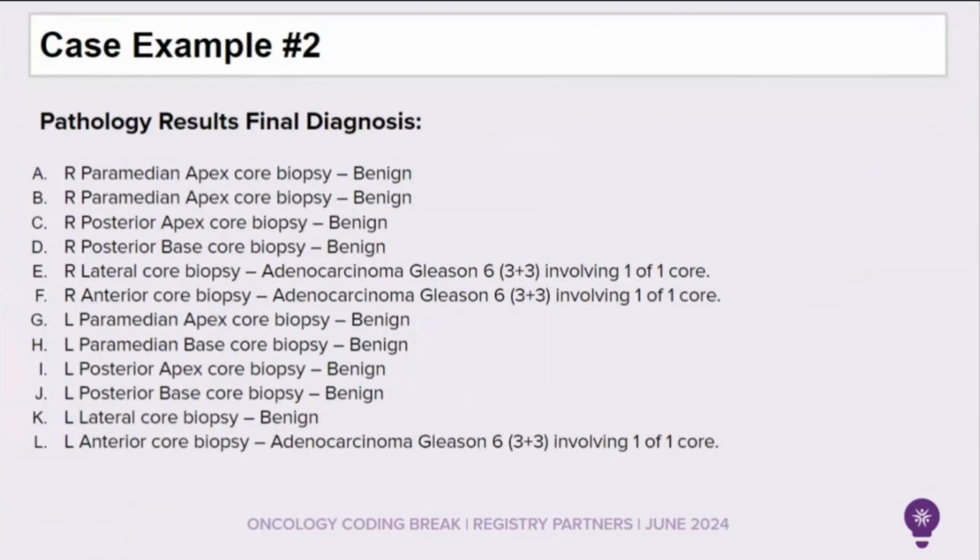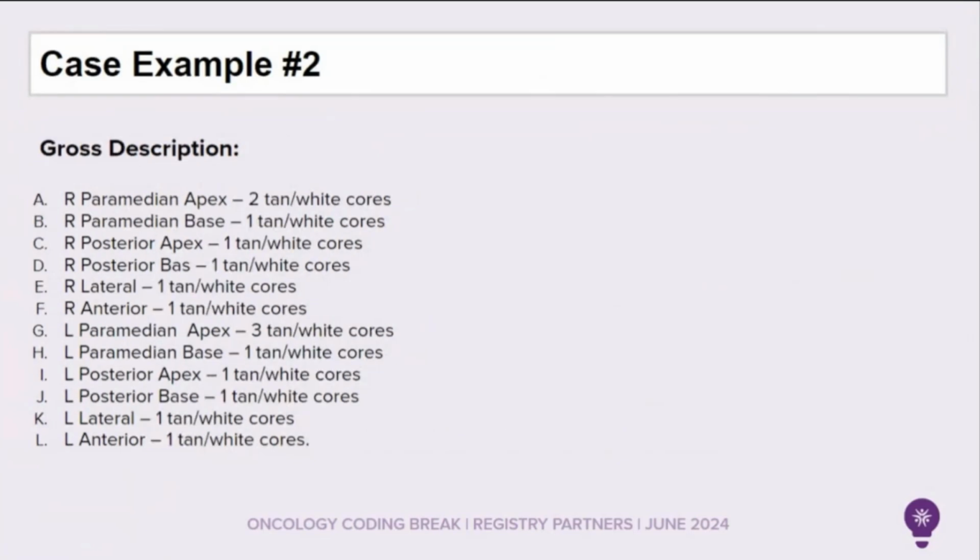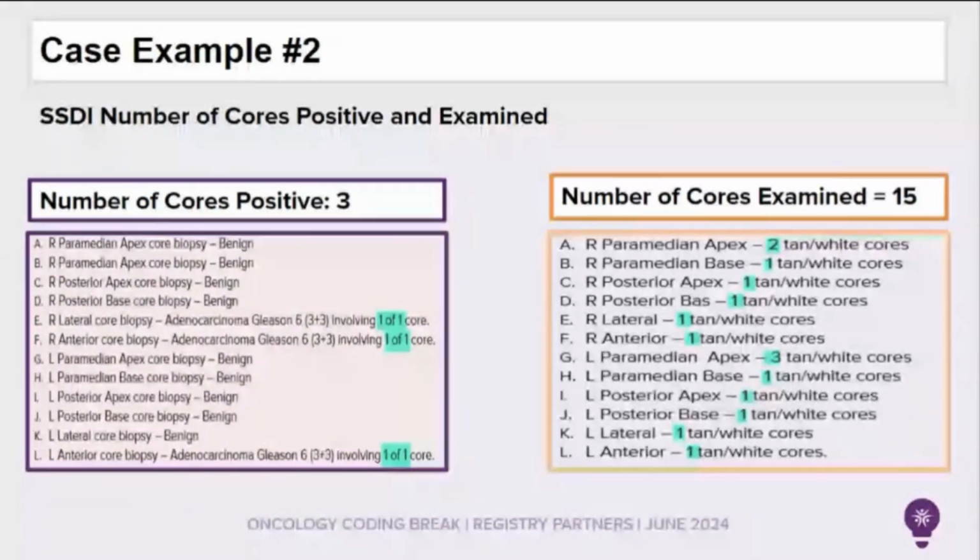The pathology result final diagnosis shows specimens E, F, and L with adenocarcinoma, Gleason's 6, 3+3, with each having 1 core within each file. On the gross description, you can see that each specimen lists the number of cores within the specimens. So the number of cores positive, we see 3 from the final diagnosis, and the number of cores examined, we see 15, or count up as 15, as the gross description shows the number of cores within each specimen.